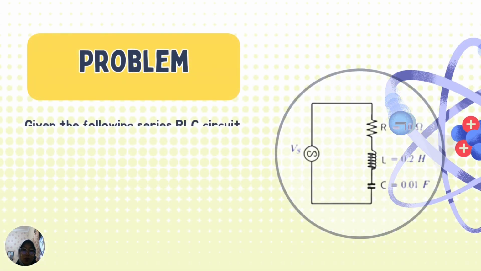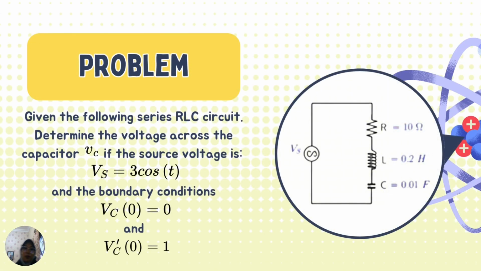Okay, now we have the problem related to the RLC electrical circuit. Given the following series RLC circuit, determine the voltage across the capacitor Vc if the source voltage is Vs equal to 3 cos t and the boundary conditions are Vc(0) equal to 0 and Vc'(0) equal to 1.